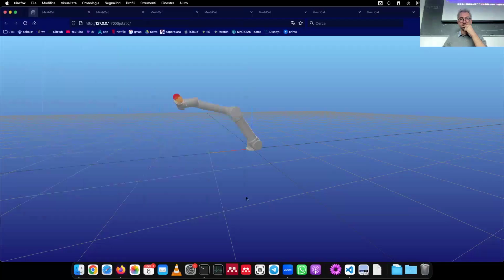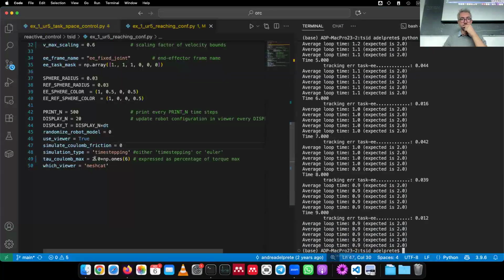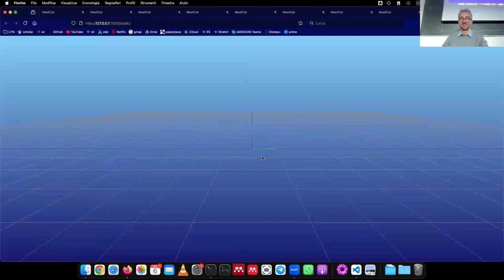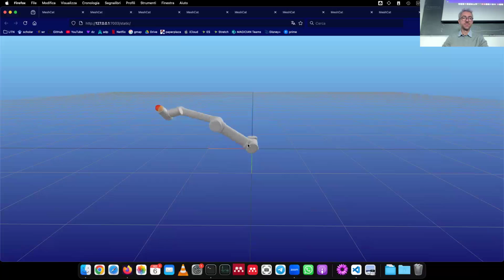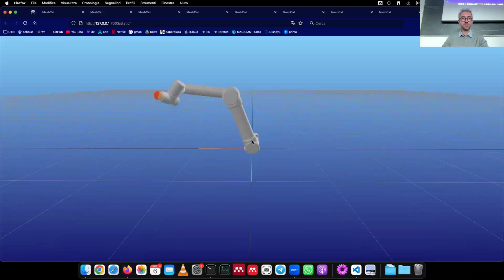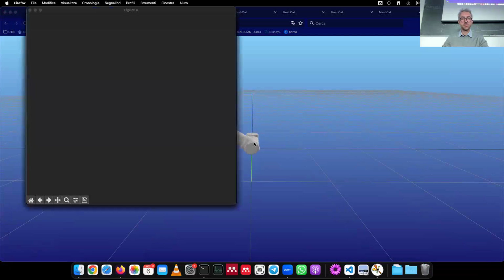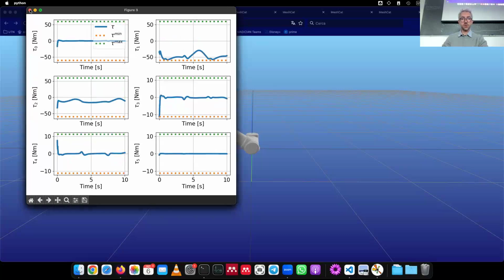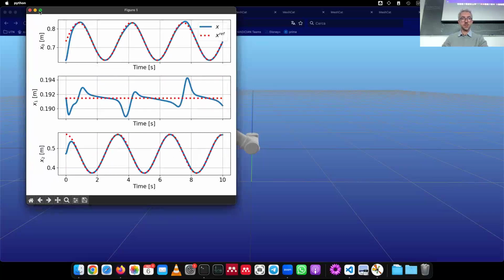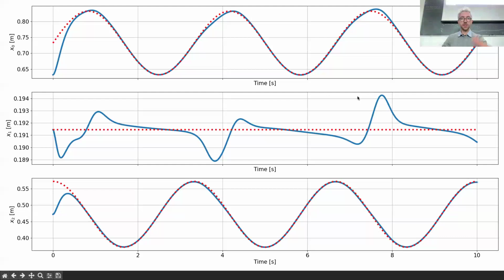Since nothing has changed, I guess we also have to set this one to 0. Why? Bug? Yeah. Now it's more like it. Yeah, now we can see the difference. So joint velocities are good, joint torques are good, and tracking in the end effector space, good.